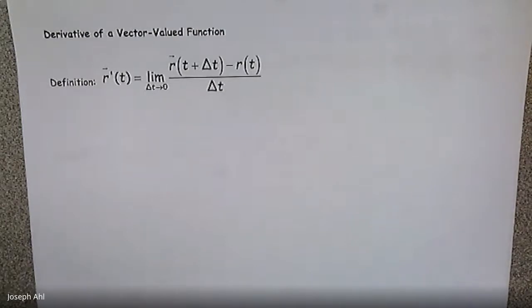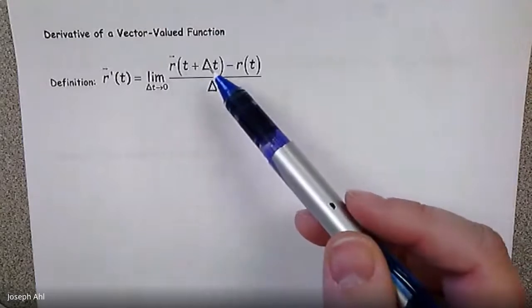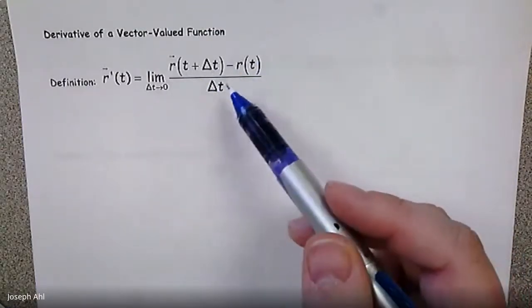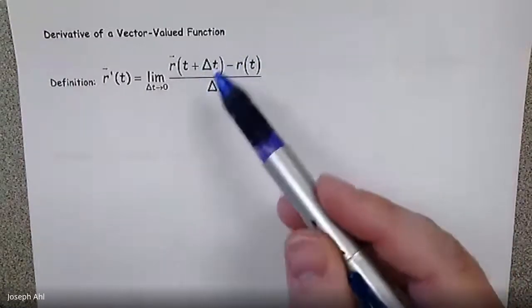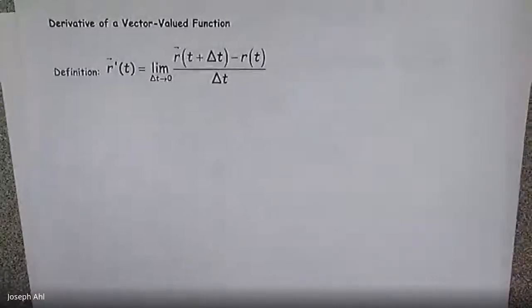But hopefully it's bringing back some good memories. The limit as delta t goes to 0 of R of t plus delta t minus R of t over delta t would be the limit definition. And what we're doing is we're taking the slope of that secant line, and as the change in t goes to 0, we're getting closer to the tangent line.